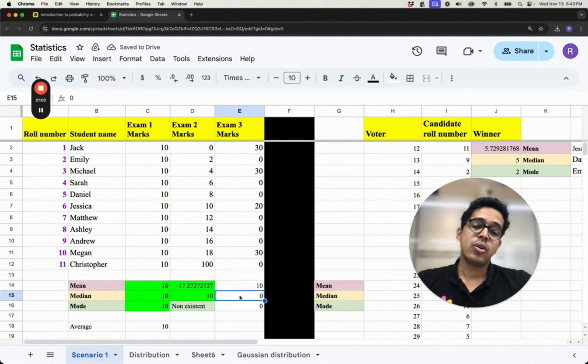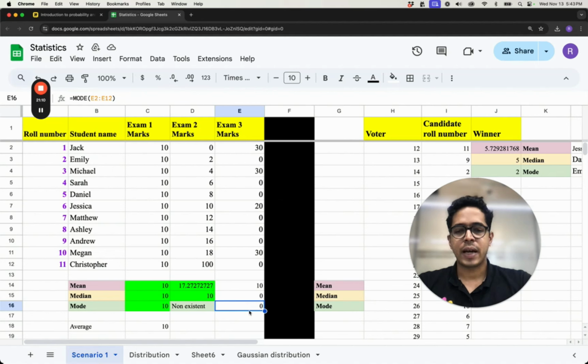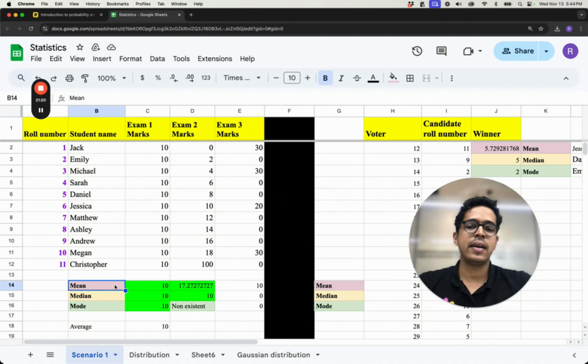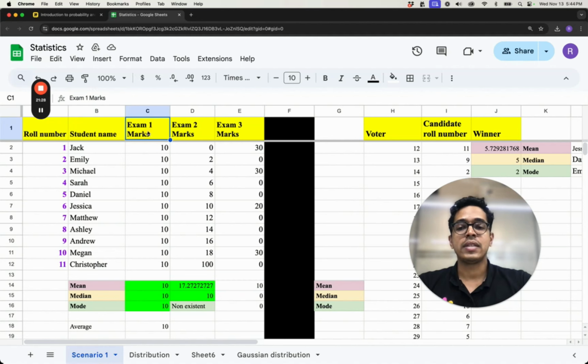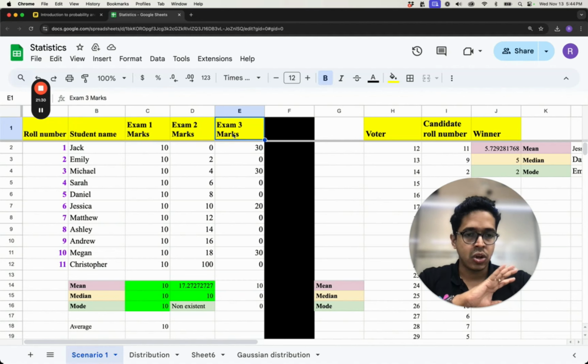So the median in this case is luckily able to capture the fact that many students have scored 0. And mode is also able to capture that. So mode is 0 in this case. This is what makes the median and mode more useful in this case, because if you are looking at the mean, you might be tempted to conclude that exam 1 mean was 10, exam 3 mean is 10, so exam 1 and exam 3 were similar. It's not at all the case.